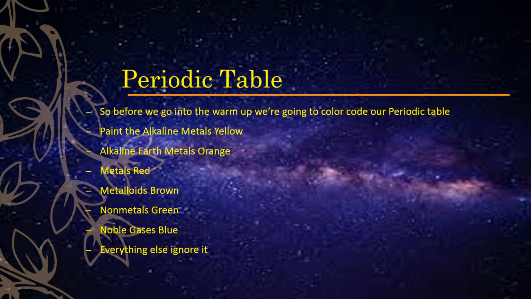The colors and the periodic table are for this slide. If you already have a color-coded periodic table, then feel free to skip this. But in case you don't, I'm going to put a link in the description box below to a free periodic table that you can print. So basically, we'll be painting the alkaline metals yellow, the alkaline earth metals orange, metals red, metalloids brown, nonmetals green, noble gases blue, and that's all we're going to need. Everything else you can ignore.